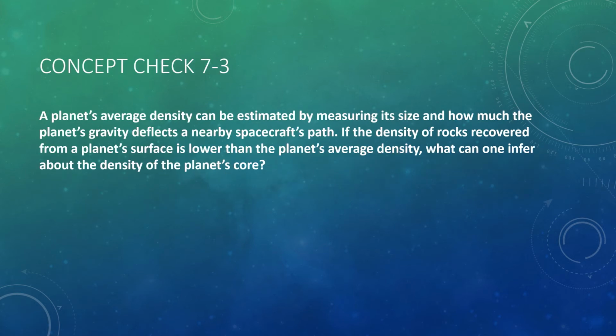Okay, next one. A planet's average density can be estimated by measuring its size and how much the planet's gravity deflects a nearby spacecraft's path. If the density of rocks recovered from a planet's surface is lower than the average planet's density, what can one infer about the density of the planet's core? So take a moment, think about that, pause your video, and return when ready.